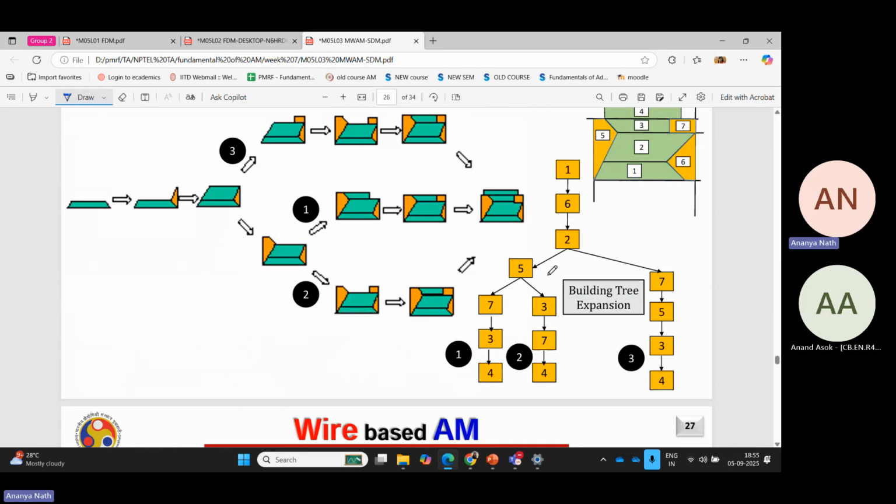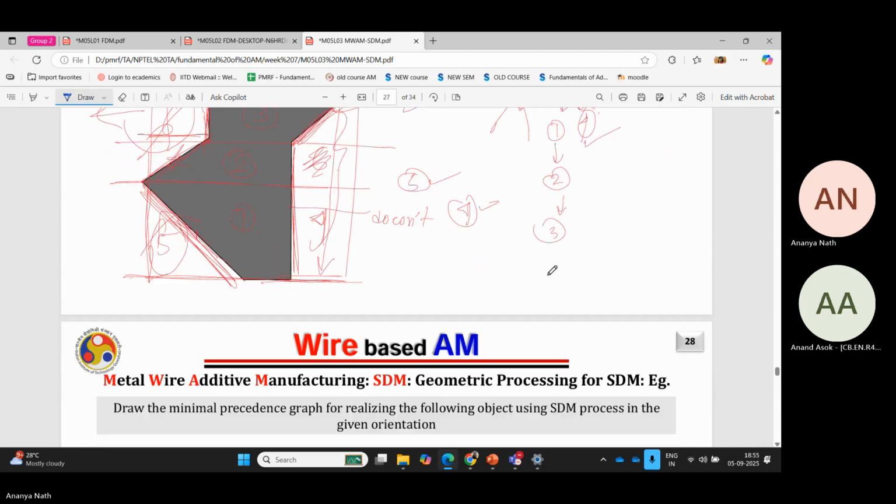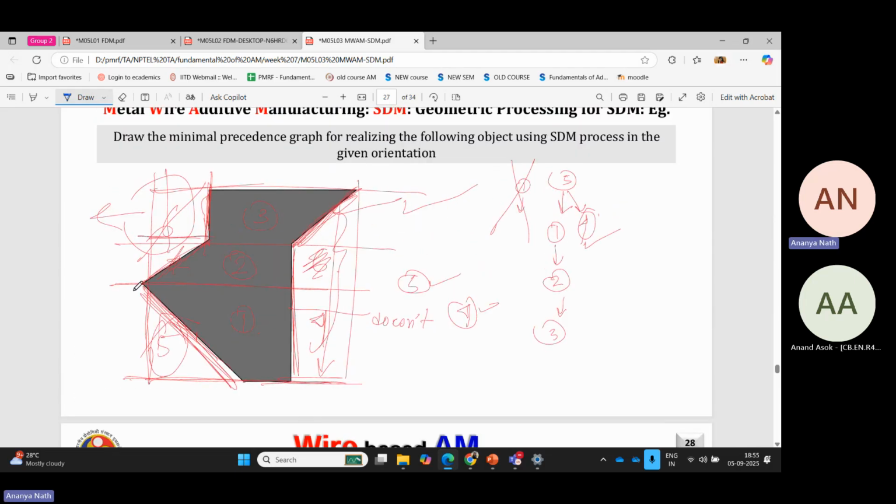This is a bit not tricky, but a complex process and not like the conventional 3D printing. So if you subdivide this part, I can print this first. Then I can print this 5 and 4 and 2. After 2 is printed, I can print 6 and 3. And my printing is done.